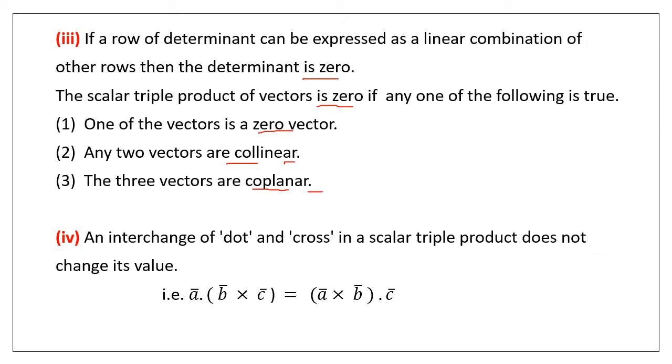An interchange of dot and cross in a scalar triple product does not change its value. See, a bar dot b bar cross c bar equals to a bar cross b bar dot c bar, means the scalar triple product is commutative.